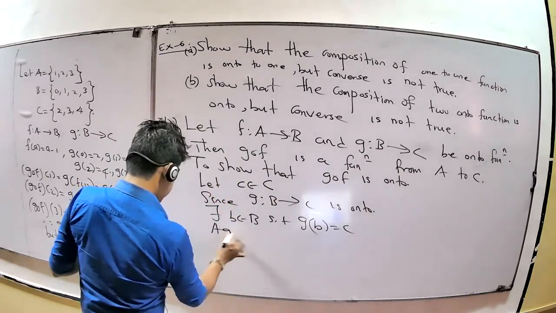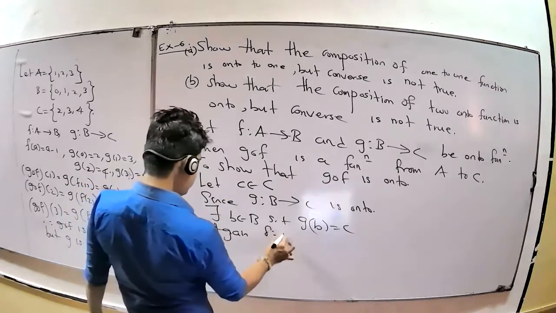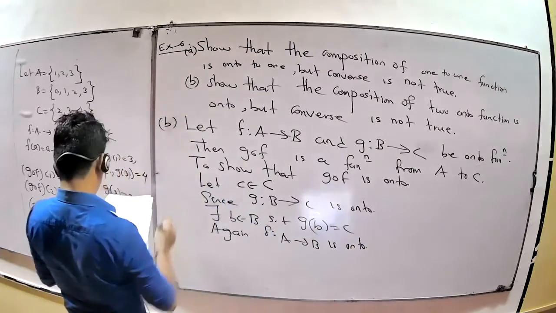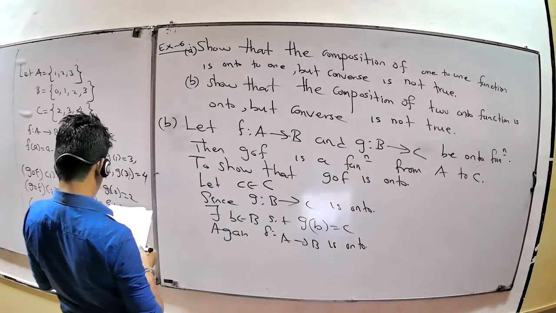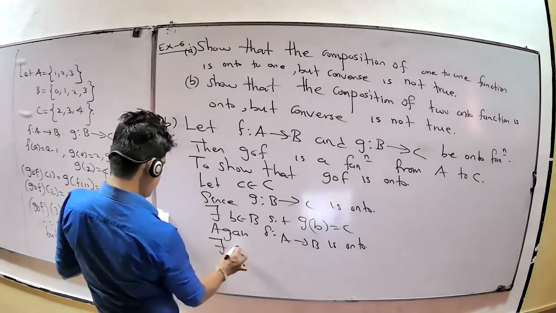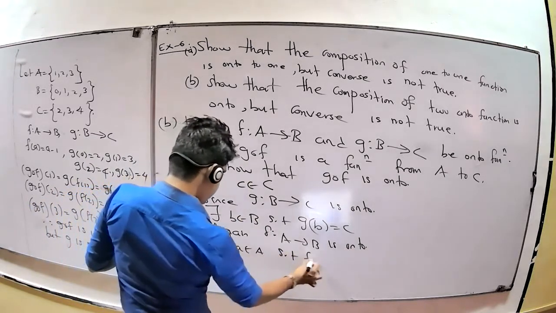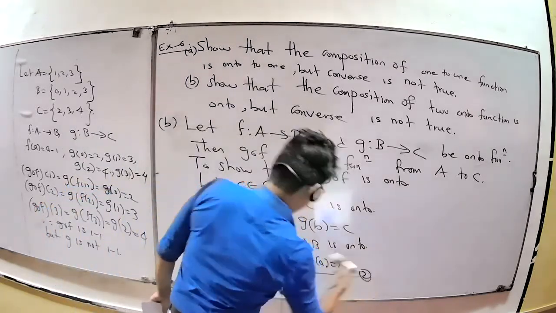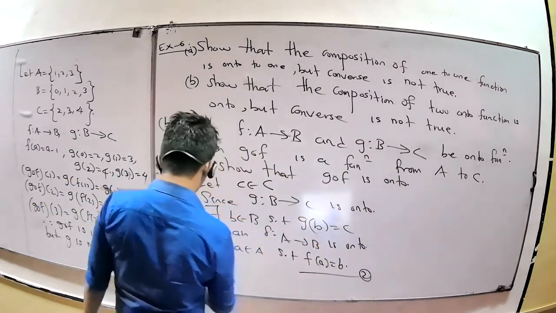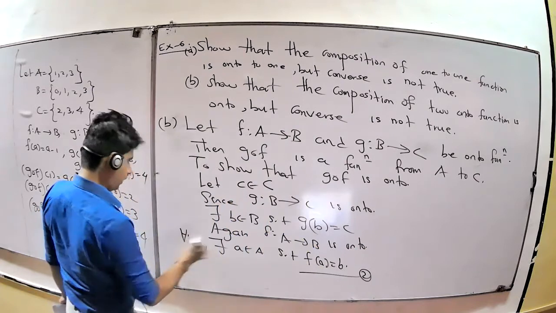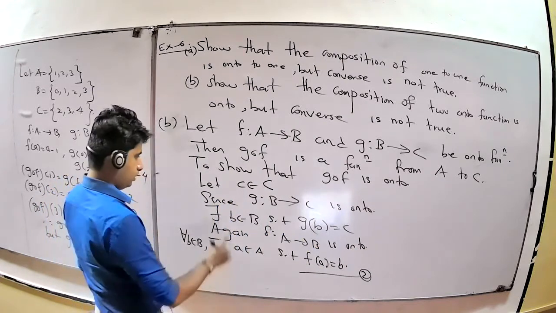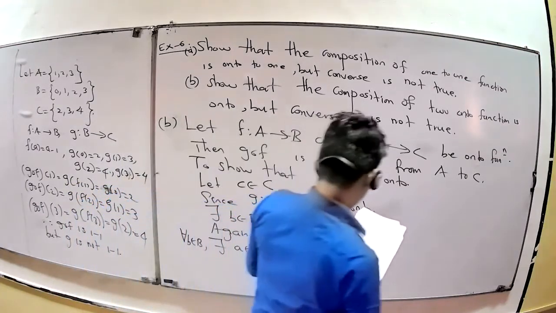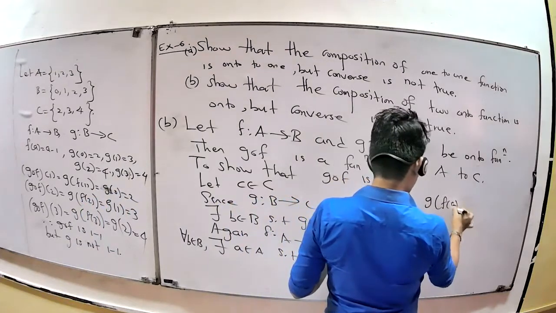Again, f is also from A to B, no? f is onto, right? f is onto, so there exists a belonging to A such that f of a equals b. Second one: for all b belonging to B, there exists a belonging to A such that f of a equals b. That is the first condition, and the second condition. Using both conditions, you take this function e of f of a.